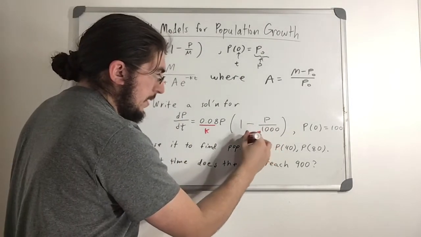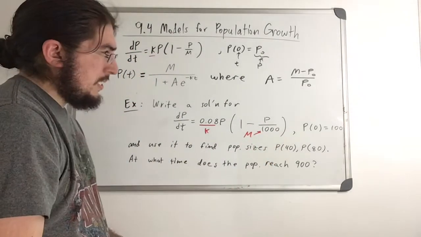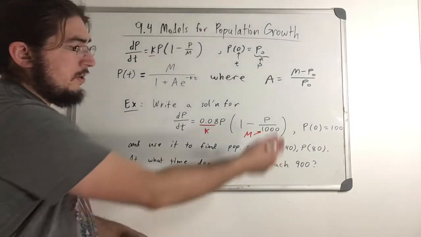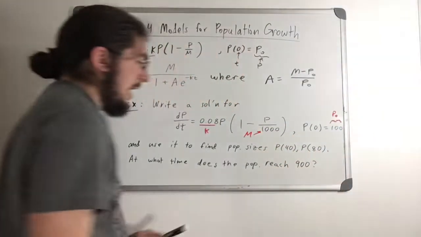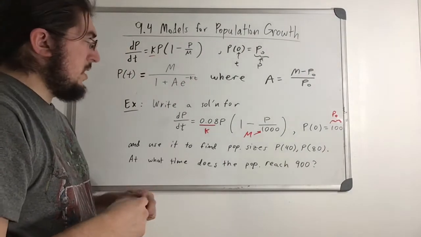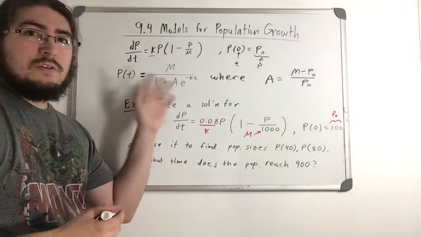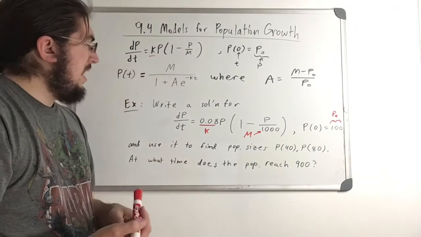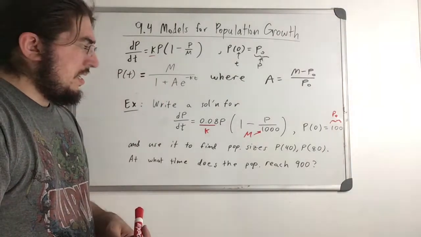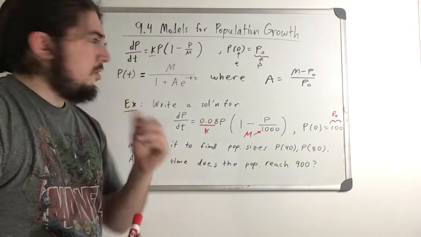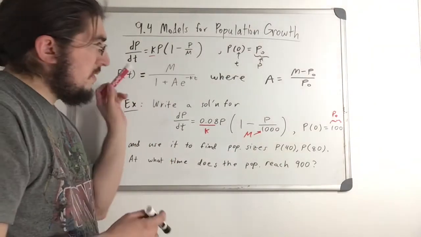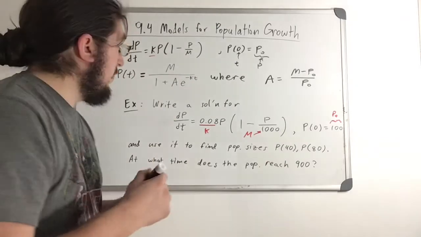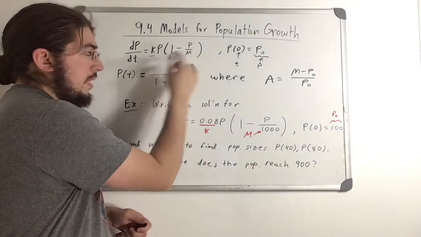Looking at this, this is M. So that's our max capacity. And yeah, that's our initial population P0. And we can actually use this information to find our solution. And I guess what we can do is just modify this. So here's what I'm going to do. I was going to pause the video and fill this in, but let me just do it live now. So what's M? M is 1,000.